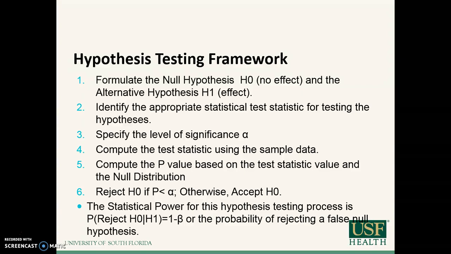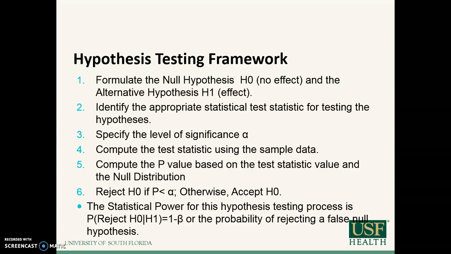The statistical power for the hypothesis testing process is the conditional probability that, given H1 is true, we reject H0, and it equals 1 minus beta, the probability of rejecting a false null hypothesis. So this is a very general description of the hypothesis testing framework. And of course, you can see some terminologies mentioned here, like null hypothesis and alternative hypothesis, level of significance, test statistics, and the null distribution.